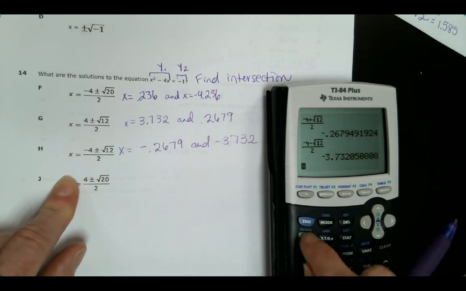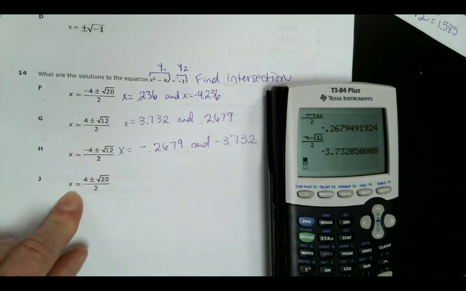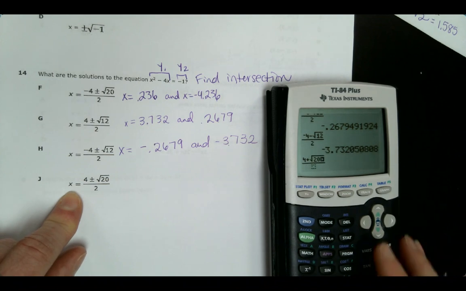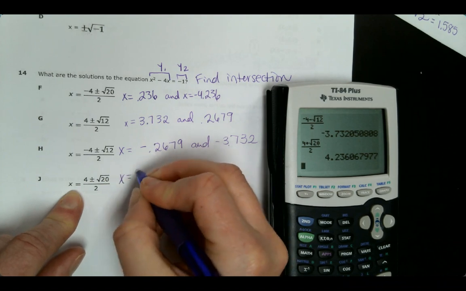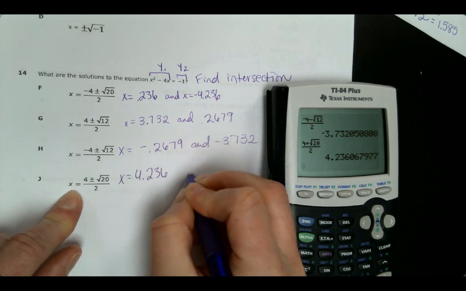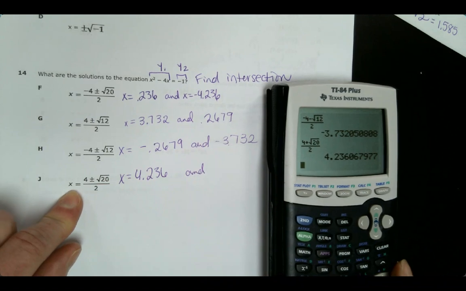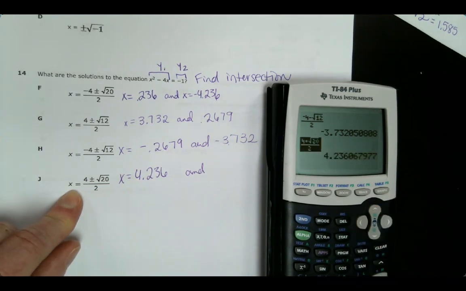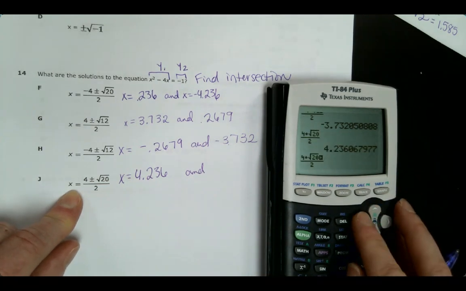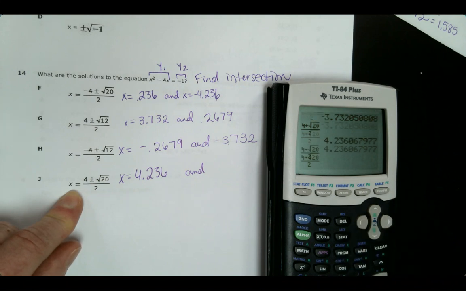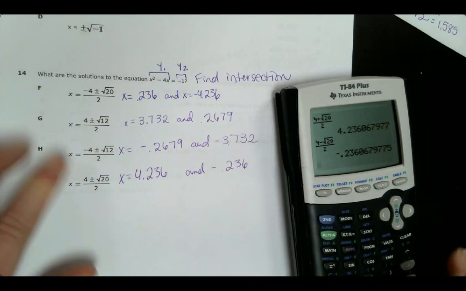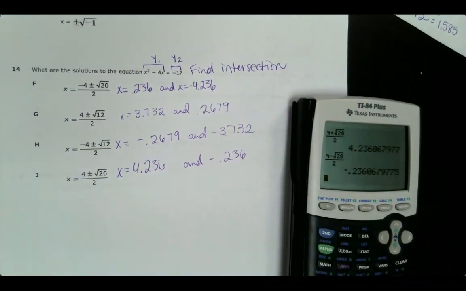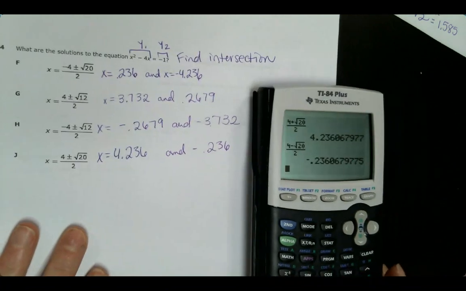Okay, one more. 4 plus square root of 20 over 2, 4.236, and change this to minus, negative 0.236. So we have all these different answers. So we got to find the intersection and see which one is correct.